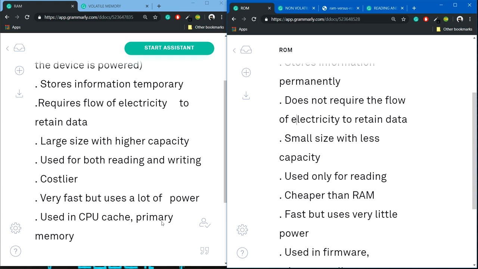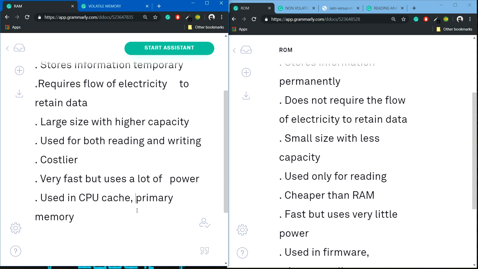What is reading operation and what is writing operation? Reading operation is such type of operation in memory which reads the previously stored data, and writing operation means to store new data in memory. So RAM can read the previously stored data as well as store new data in the memory, but ROM only reads the previously stored data.